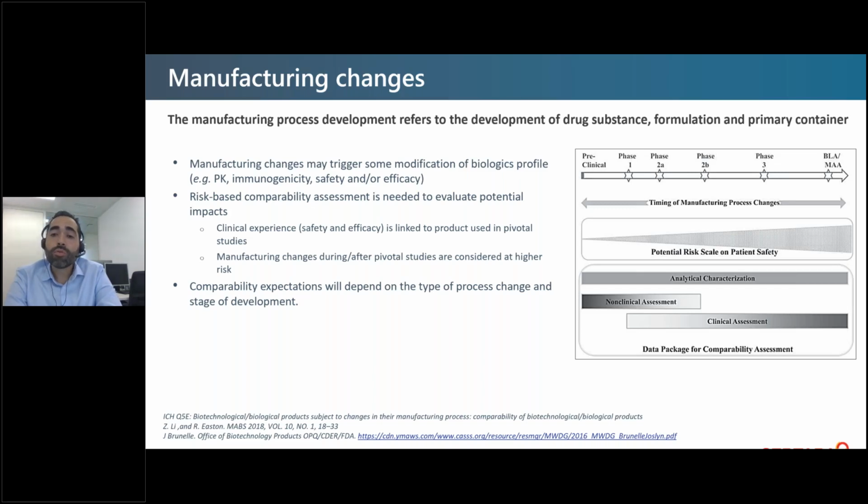Generally, the approach is that the closer you are to the registration of the product or the more you are conducting your pivotal trial, the higher the risk could be for patients and specifically for safety. For this reason, the comparability expectation may be different depending on the stage of the development, where you could use, for example, only analytical characterization or non-clinical assessment for early stages. At the late stages of the development, clinical assessment is mandatory and will be critical and key for your development.